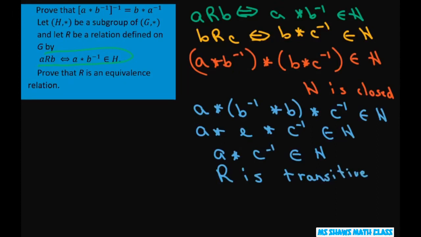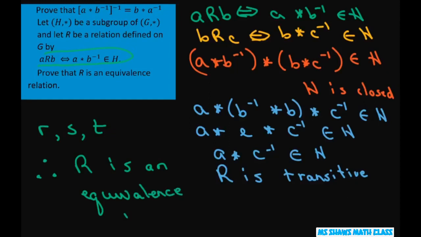Okay, so we have proved that R is reflexive, symmetric, transitive. Therefore, R is an equivalence relation.